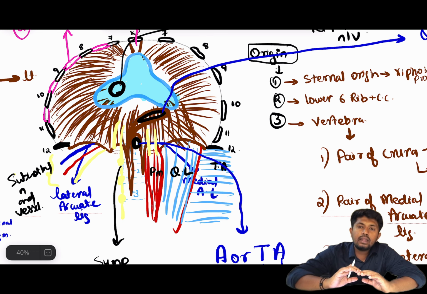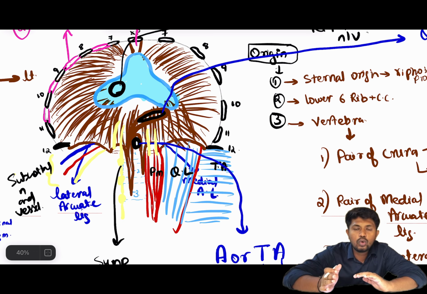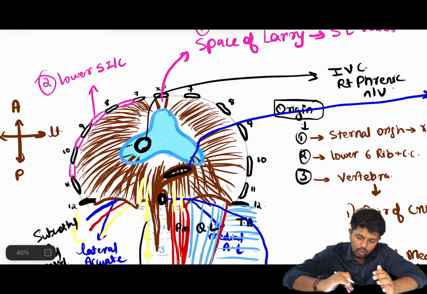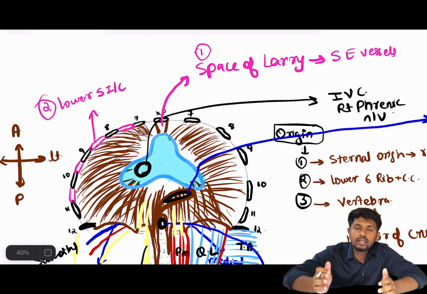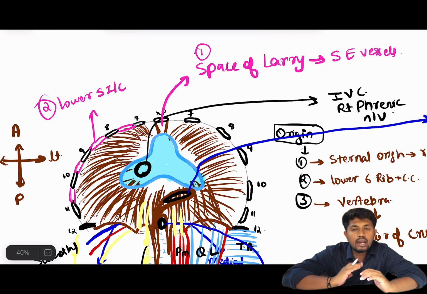So in this way we have completed the openings of the diaphragm. So the major opening we know. Now the minor openings: the space of Larrey, where superior epigastric vessels will pass. Between the costal origins and the diaphragm, lower 5 intercostal nerves and vessels will pass. Behind the lateral arcuate ligament, subcostal vessels and nerves will pass. Behind the medial arcuate ligament, the sympathetic chain. Between the right and left crus of the diaphragm, the greater and lesser splanchnic nerves will pierce.